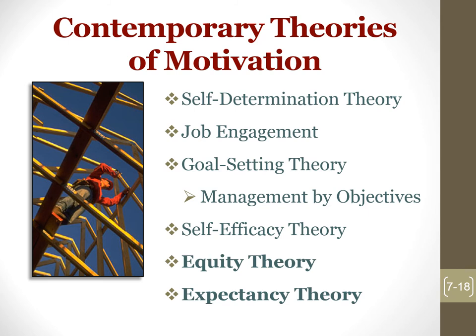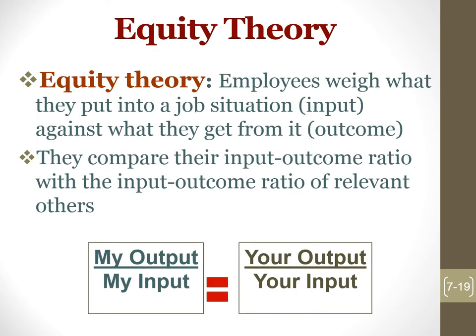Now we will speak about contemporary theories of motivation, and we will take just two theories: equity theory and expectancy theory. Starting with equity theory. Equity theory means that employees weigh what they put into a job situation, the inputs, against what they get from it, the outputs or outcomes. Then they compare their input-output ratio with the input-output ratio of relevant others, I mean co-workers. So they compare whether my output and input are equal to your output and your input.